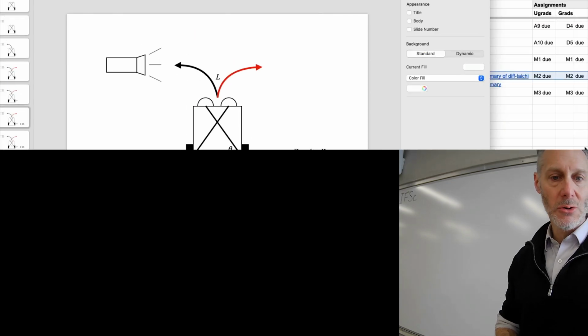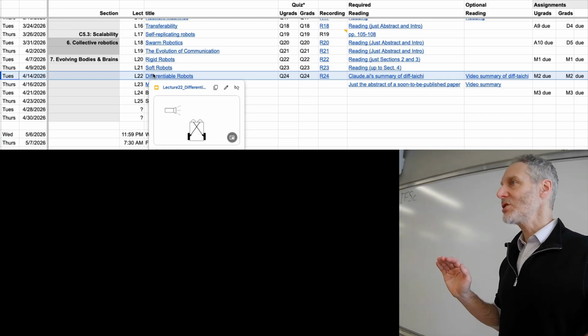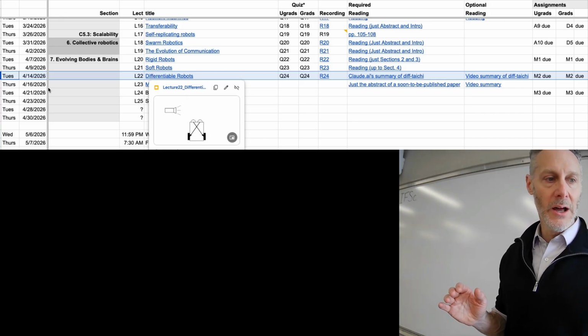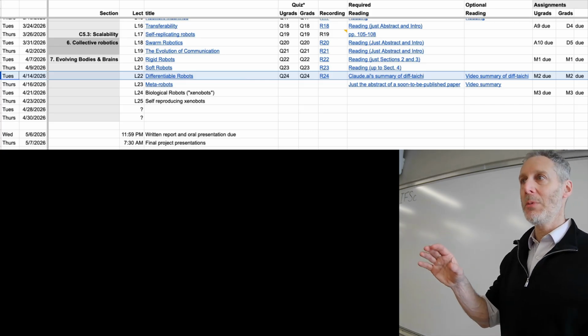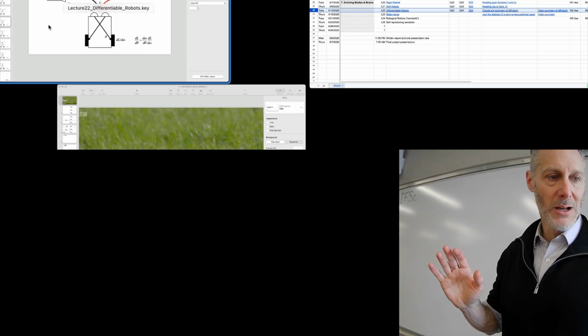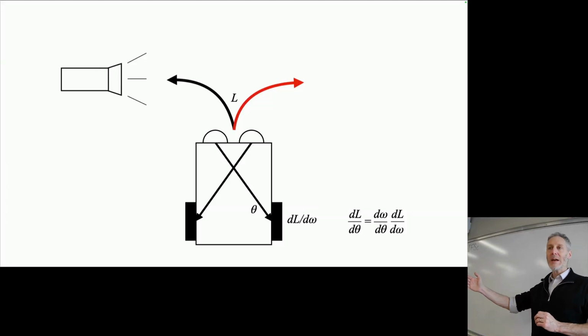So let's return to it. We're going to return to our lecture on differentiable robots, which we'll finish up today, and then we'll start on lecture 3 on meta robots, robots within robots within robots within robots. Okay, back to differentiable robots. We ended last time by working our way partway through the backward pass. So we're going to continue talking about the forward and backward pass this morning.